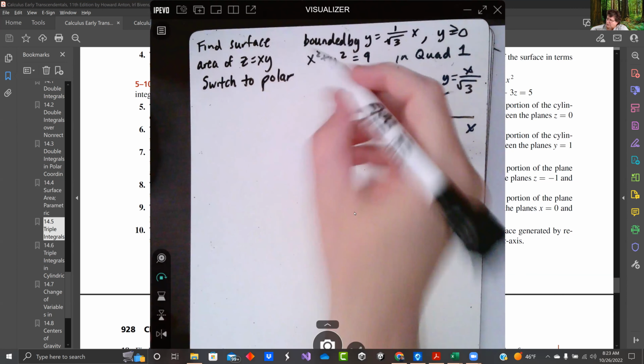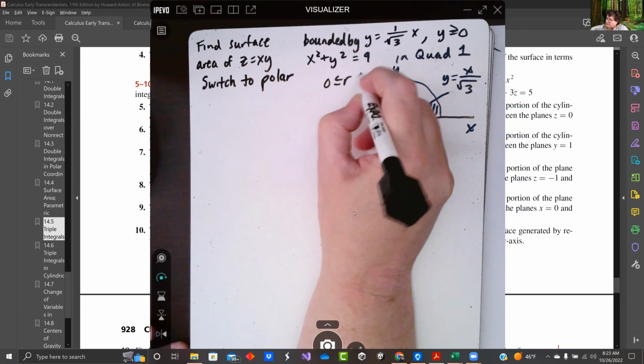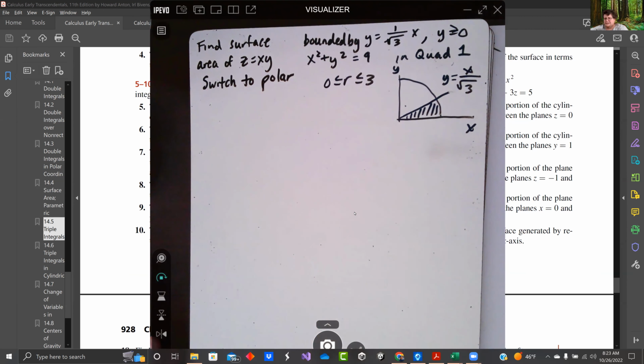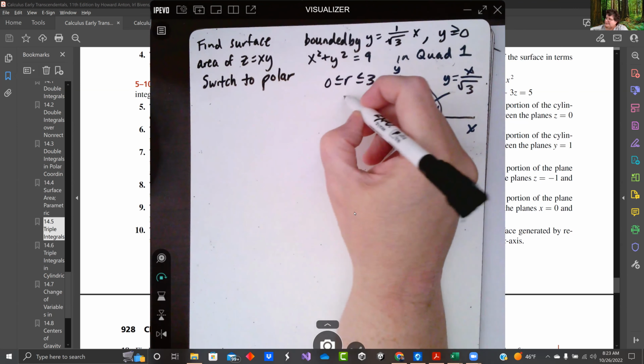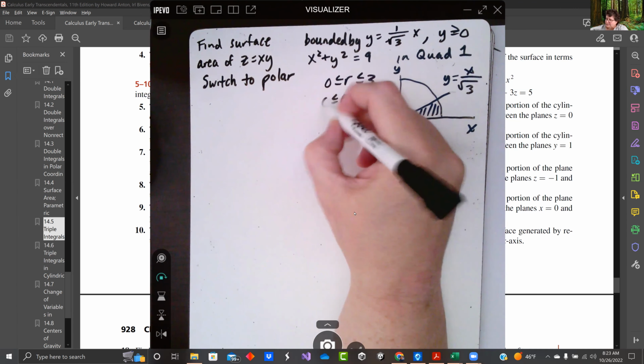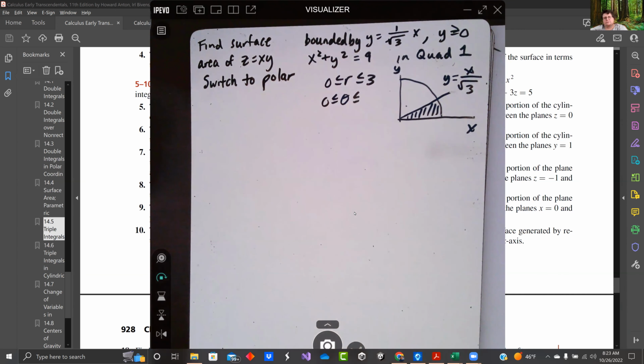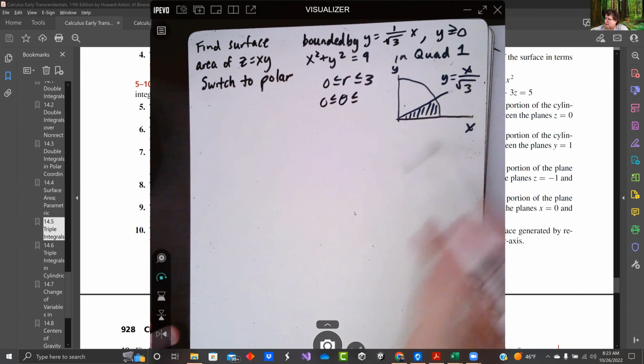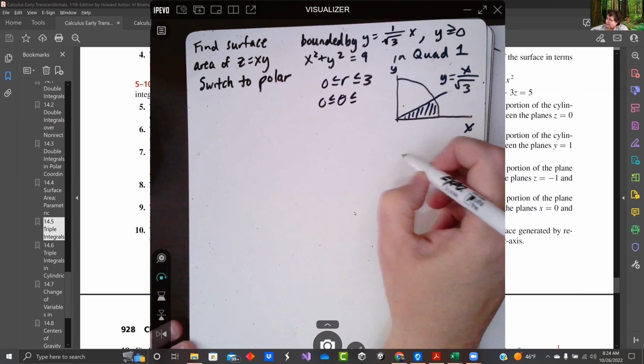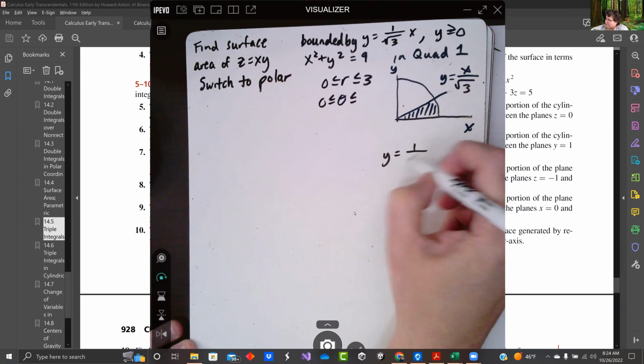So I'll do the hard part. r goes from 0 to 3. What about theta? I can see the bottom line is 0. What's the upper line? You say pi over 4? Let's see. I have no idea. Let's pull this equation, y equals x over root 3, or y equals 1 over root 3 x.